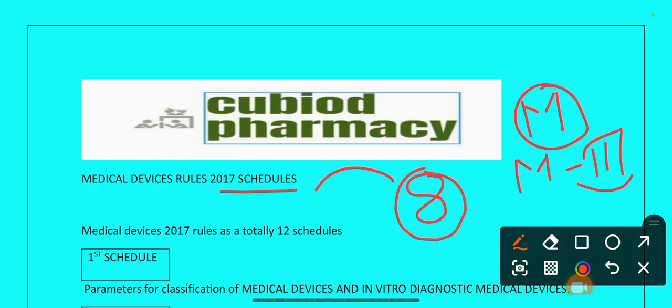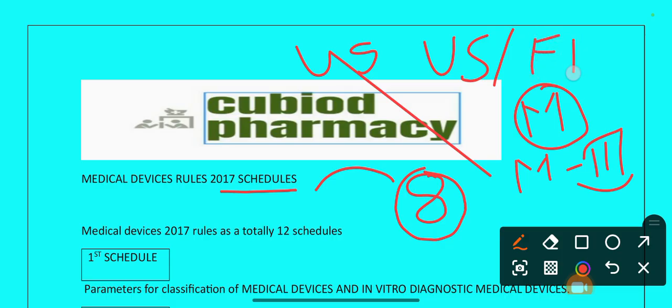Other countries, such as the United States Food and Drug Administration, also follow this. The US Food and Drug Administration, FDA, also uses a system of classification and general controls that functions as a type of schedule for regulating medical devices.